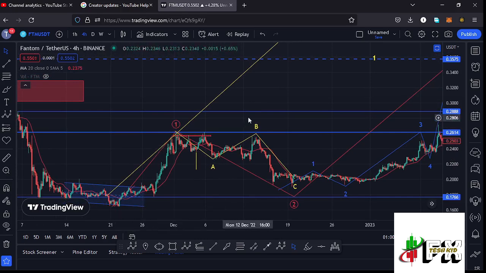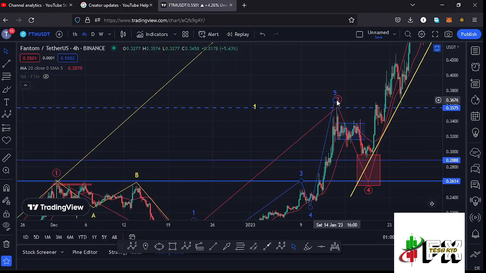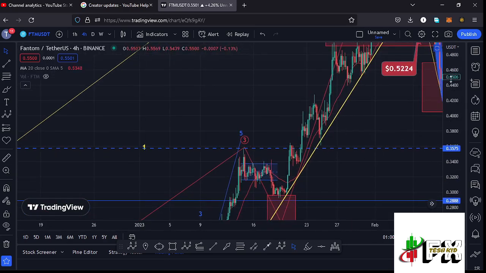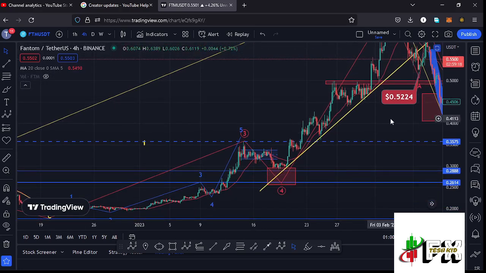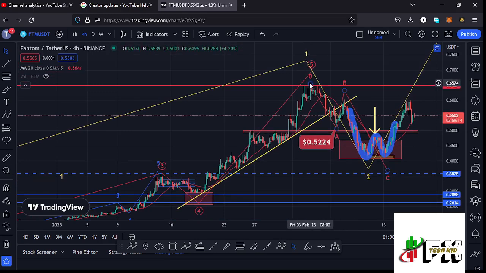Then we saw this ABC corrective structure fully maximizing the formation of that wave 2 before we started this massive bounce to the upside in the formation of this wave 3, giving me a peak at around the $0.3575 mark. And after seeing the high for that wave 3, we started this corrective structure in the formation of that wave 4, and after seeing the low for that fourth wave, we started another massive bounce to the upside in the formation of that wave 5, giving us a peak at around the $0.6574 mark.